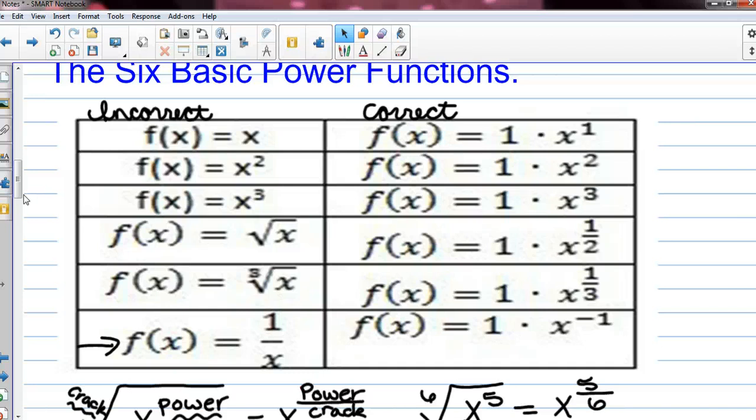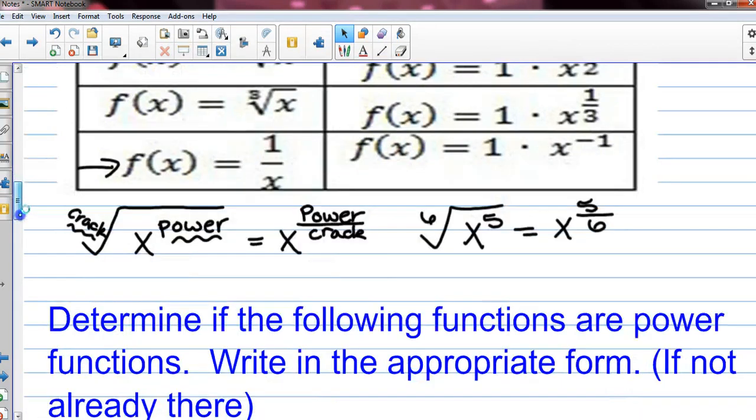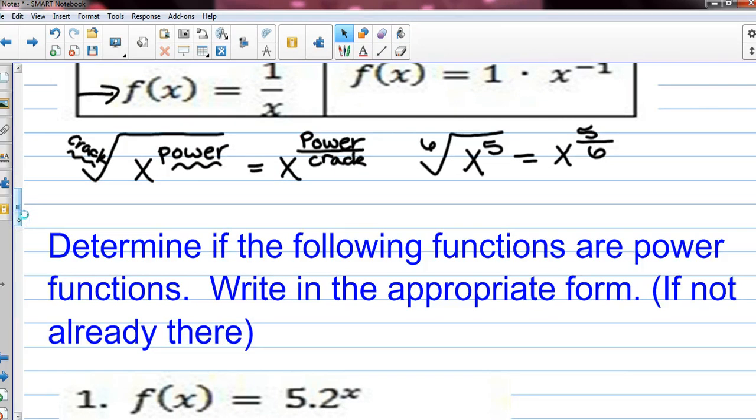The way to convert this to exponents, and don't forget, you do need that table in your notes, so pause the video if necessary. Down here, I have shown you how to convert. If you have a root and you have a number in the crack, and then an exponent, then you would rewrite that to power over crack. So if you have the 6th root of x to the 5th, you would rewrite it as x to the power, which is 5, over the crack, which was 6. So that's where I get that from.